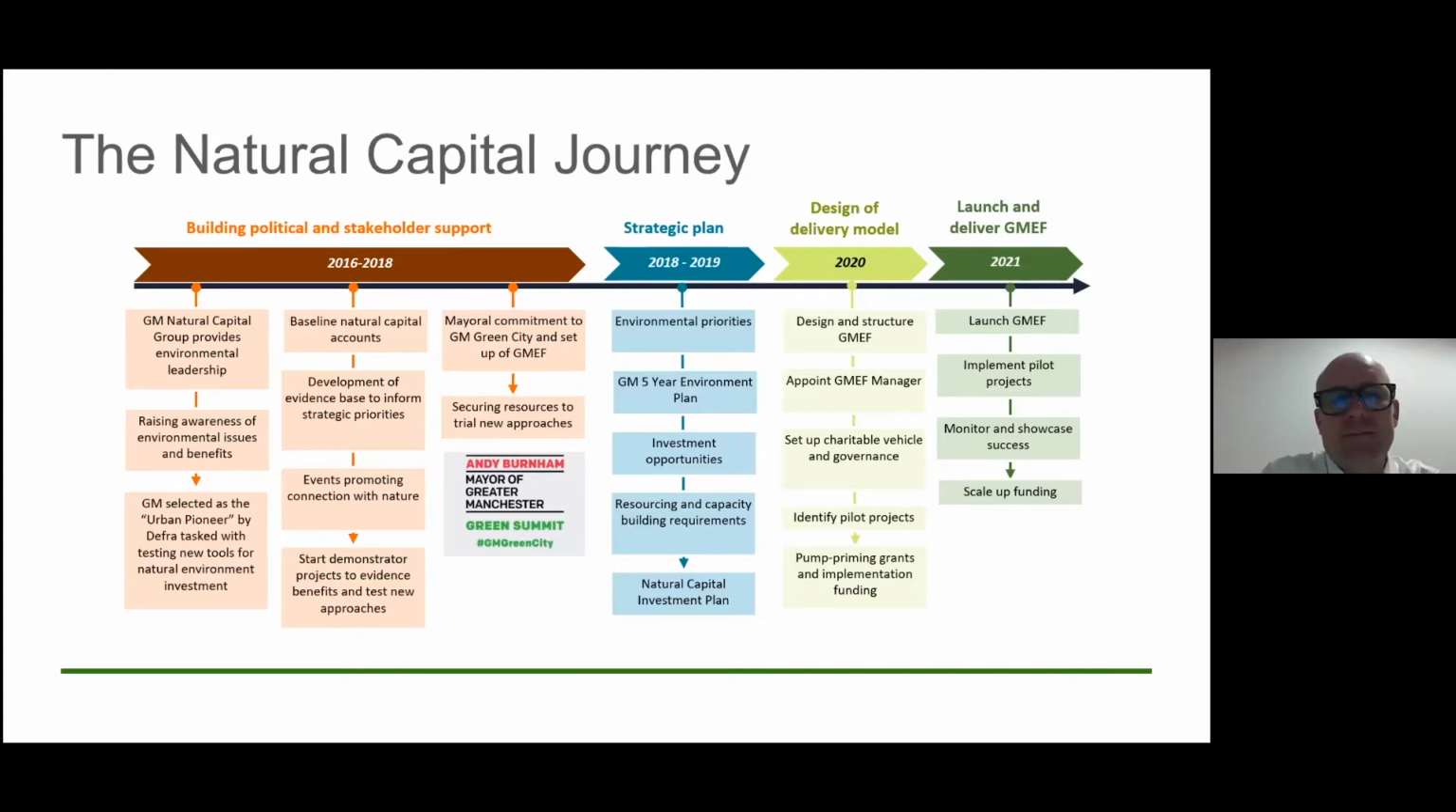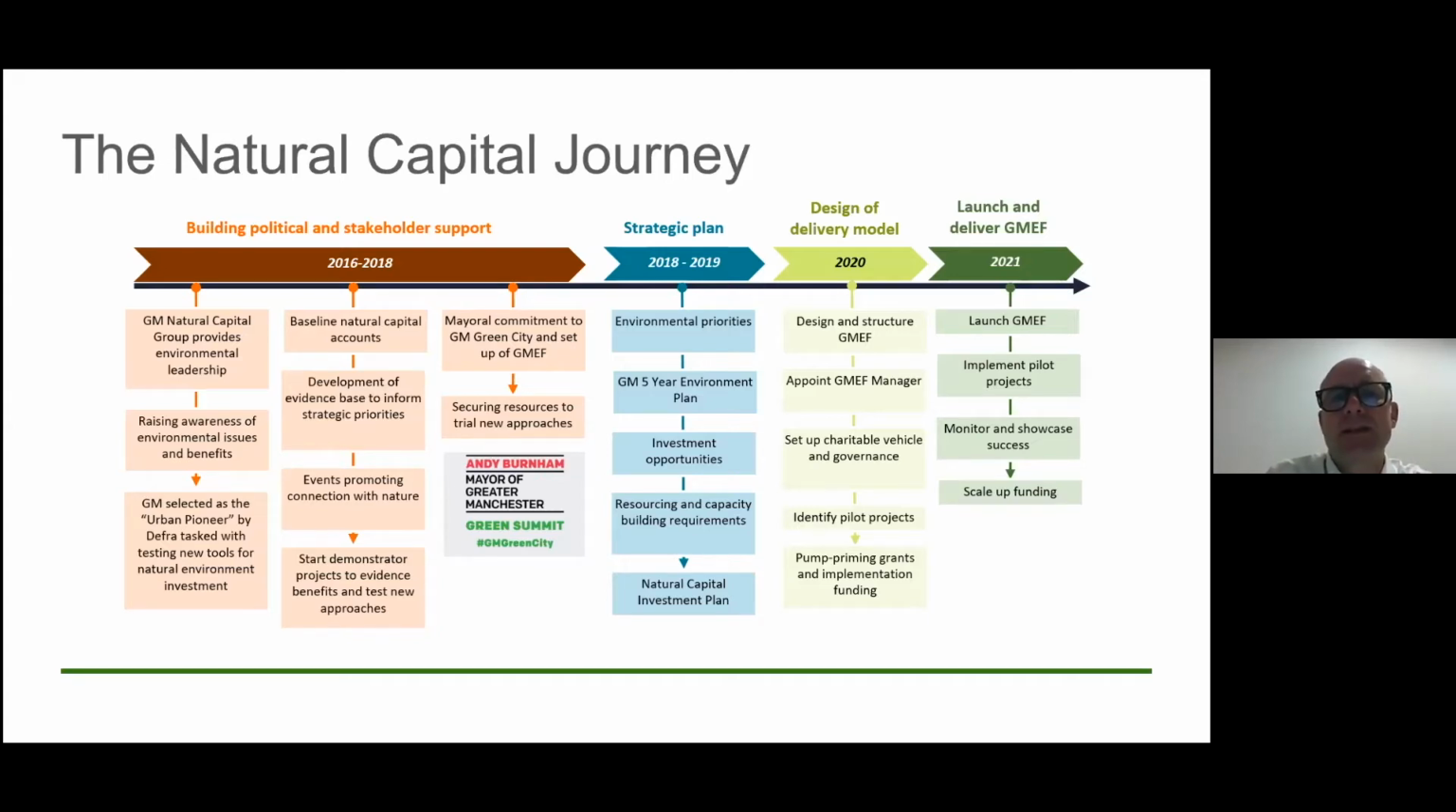And as I mentioned before, we have a lot of information that we've built on, so we've used that information to engage with a range of stakeholders, including our politicians and our mayor, around ensuring that the natural environment is a key priority for Greater Manchester. We are also looking at producing natural capital investment plans and designing delivery models.